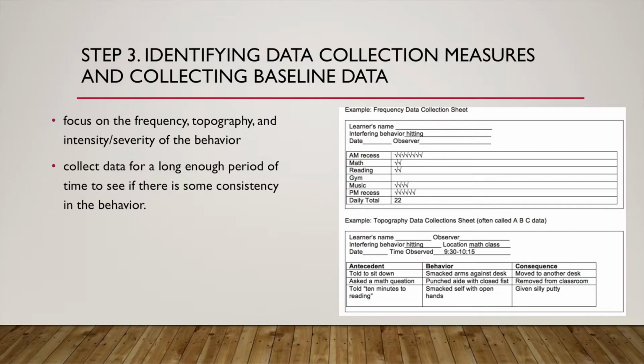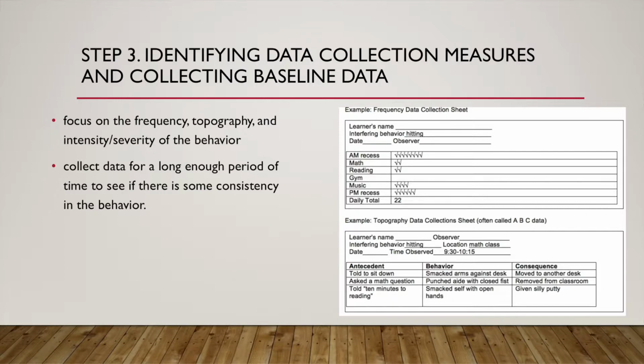So the data collection measures identified above are used along with the information gathered in steps 1 and 2 to help determine the nature of the interfering behavior prior to the interventions. During the baseline phase, it is important to collect the data for a long enough period of time to see if there is some consistency in the behavior.